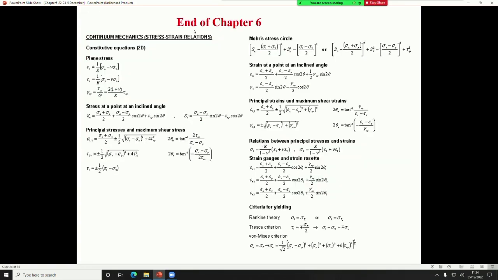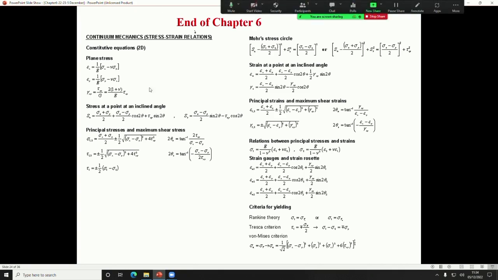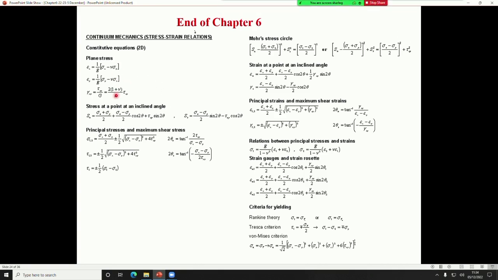So it is the end of chapter 6, but I'm going to solve more examples for you. I covered all these slides, and these are the equations which are available to you in your examination data sheets. It's the same as the ones the students had last year. These are the constant equations for plane stress problems, and how we can find the stresses, normal and shear, on any plane passing through a point at an angle of theta.